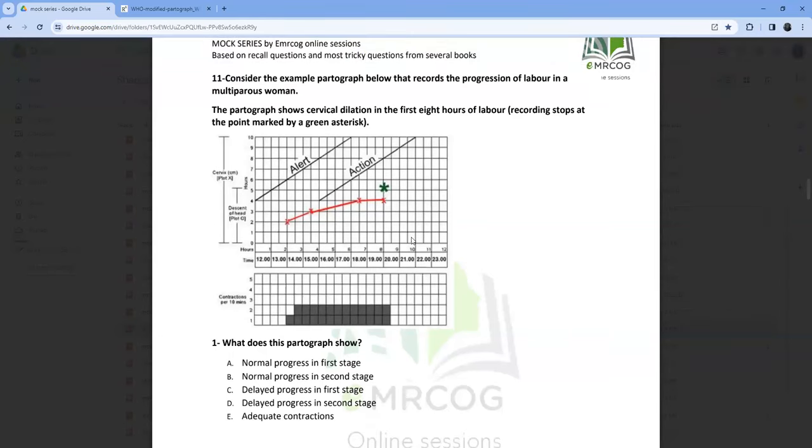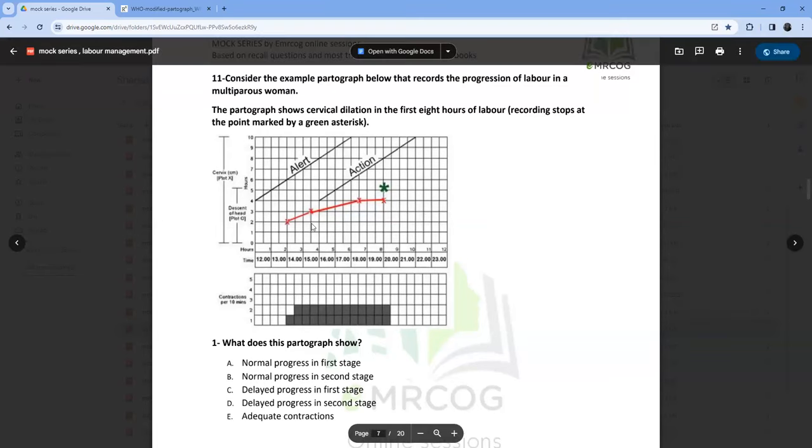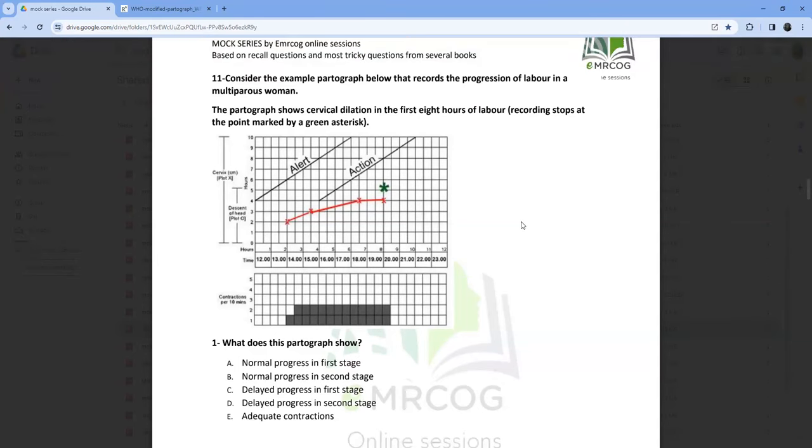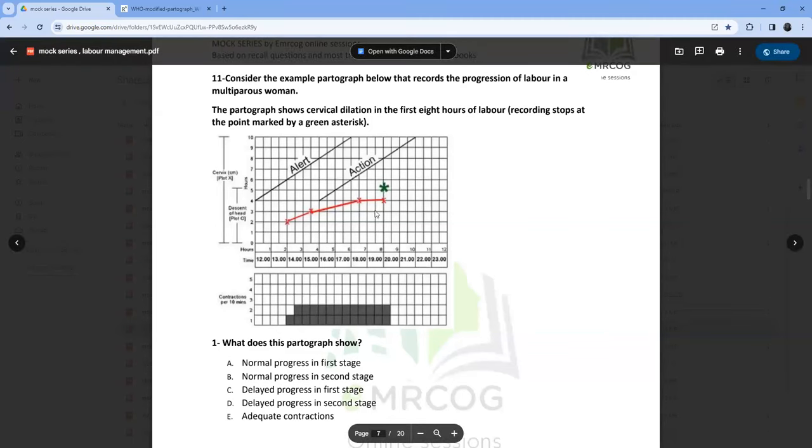Cervical dilatation in the first 8 hours. How about the cervical dilatation? Are you happy with the cervical dilatation or is there any problem? Yes, she is in the first stage, of course. Still 8. Okay. Yes, through the 8 hours. Okay, so what else can you see? Okay, so what's your answer?